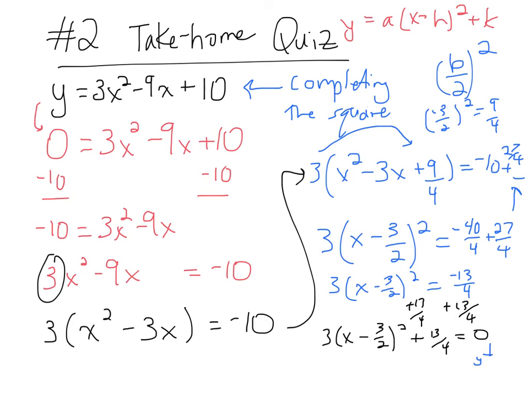The function will be, let's write it over here in the bottom, y equals, and I'm just going to change it into decimals, because when you plot this on a graph, it'll be easiest to use decimals. 3 times x minus 1.5 squared, and then plus 3.25. And that would be the acceptable vertex form equation.